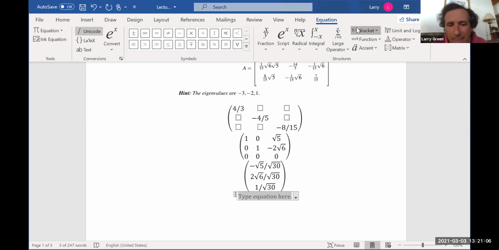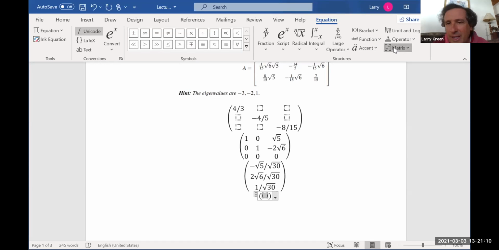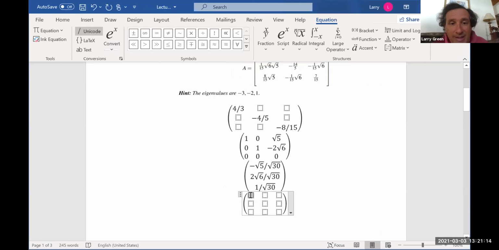There we go. So bracket, make it 3 by 3, because that doesn't take too long. So the idea here is we have -3 as the first one, and then the second 0, 0, 0, and then -2, and then 0, 0, 0, and then 1. And that is the D matrix, D for diagonal. Any questions on that?